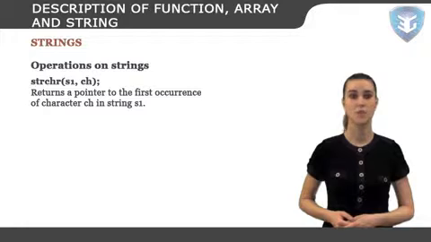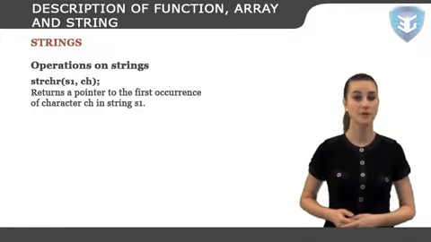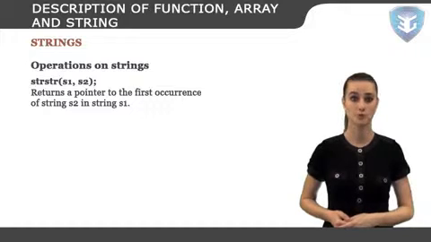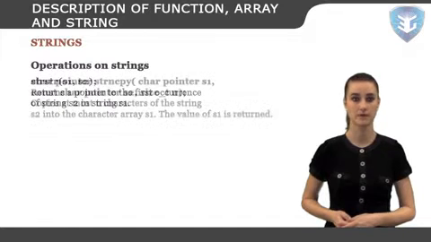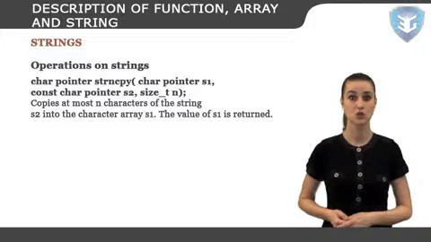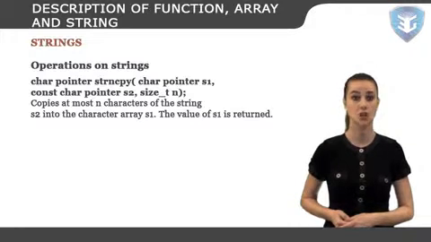strchr(s1, ch) returns a pointer to the first occurrence of character ch in string s1. strstr(s1, s2) returns a pointer to the first occurrence of string s2 in string s1. char *strncpy(char *s1, const char *s2, size_t n) copies at most n characters of the string s2 into the character array s1. The value of s1 is returned.